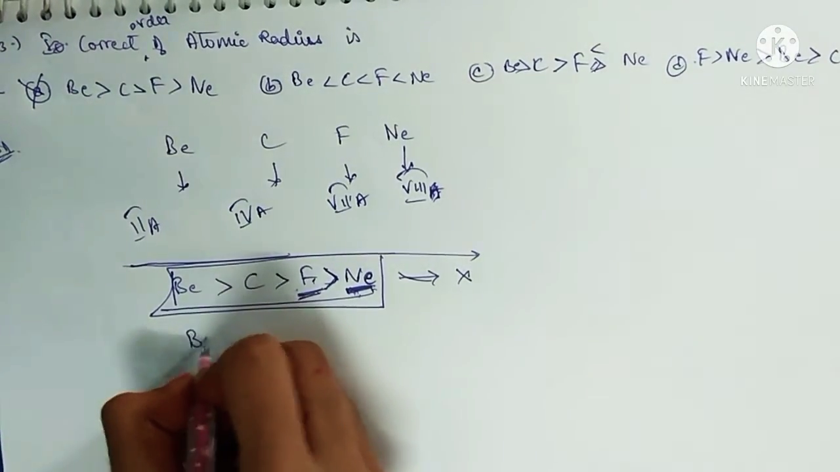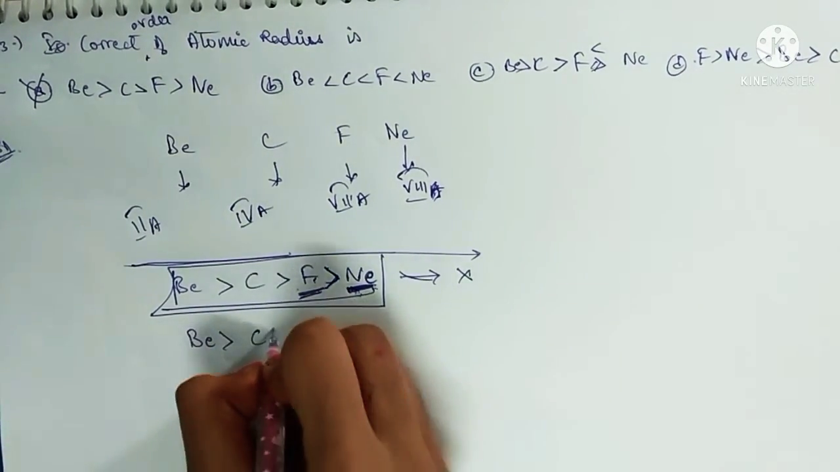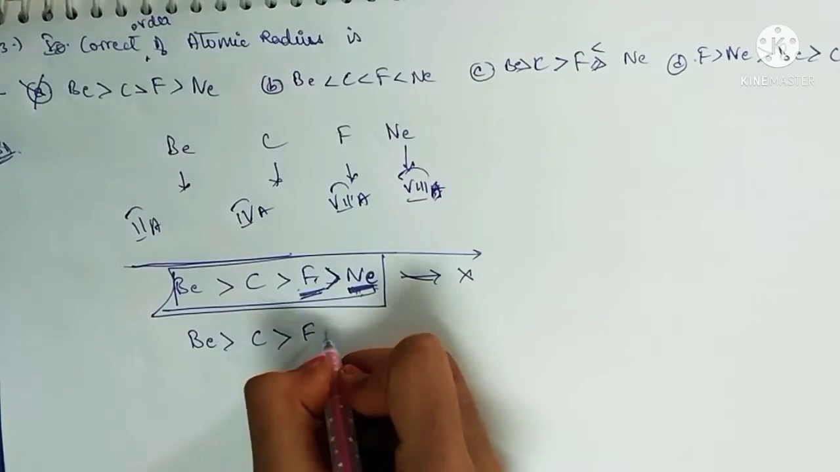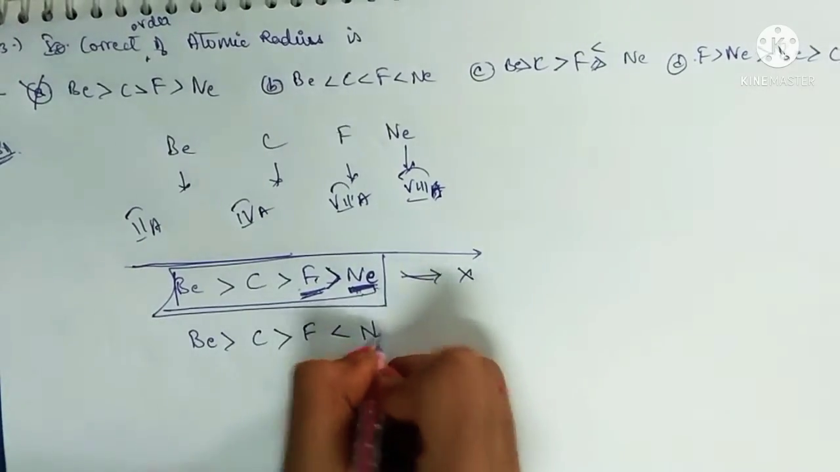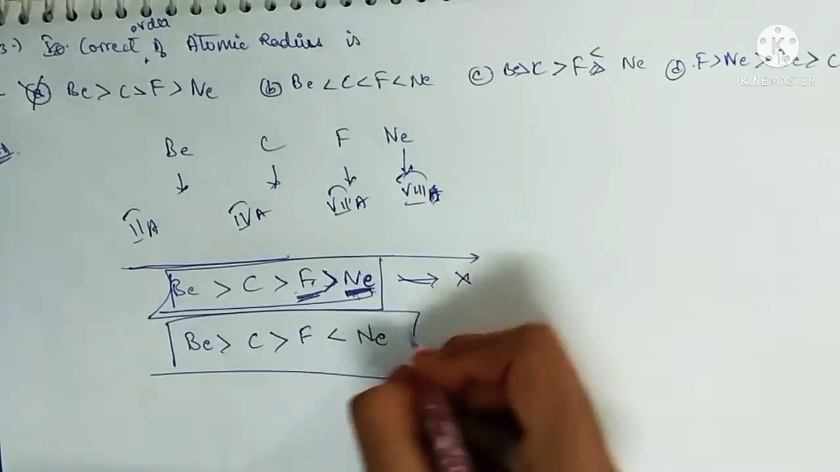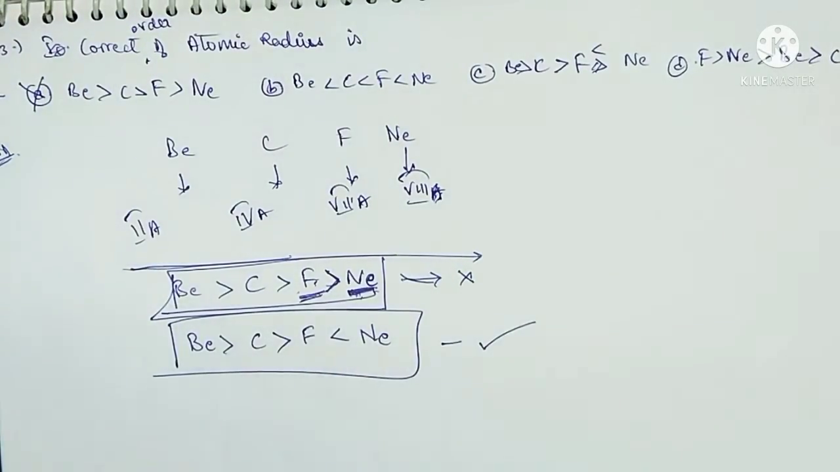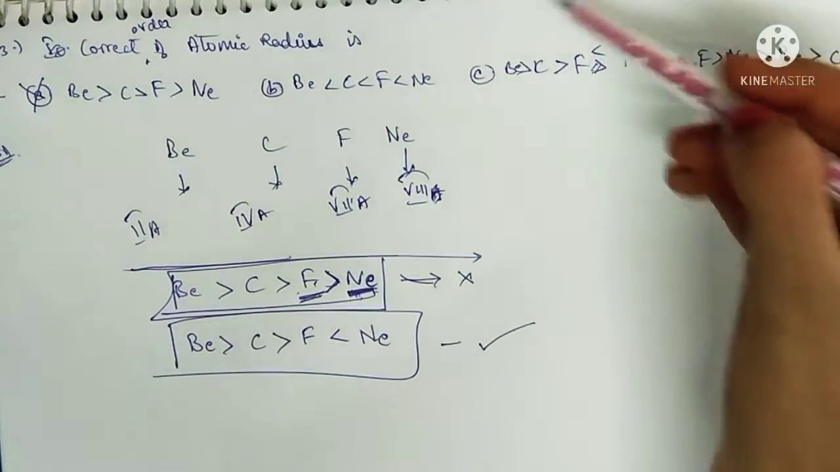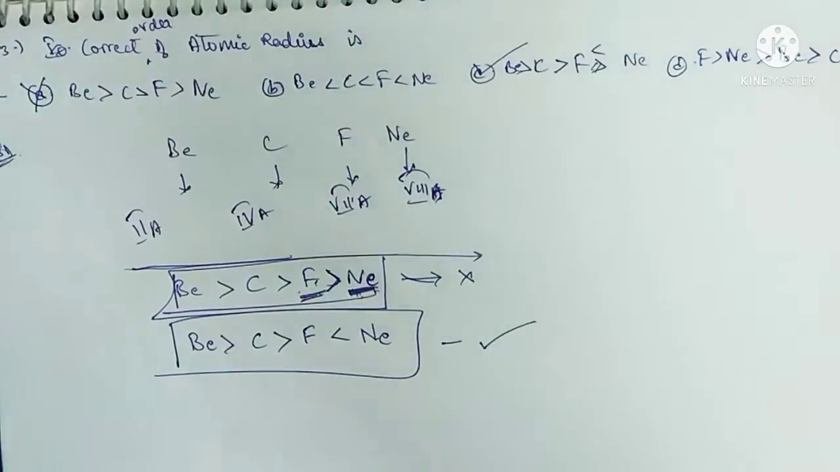The correct order would be beryllium greater than carbon greater than fluorine less than neon. This is the correct one, which is our third option.